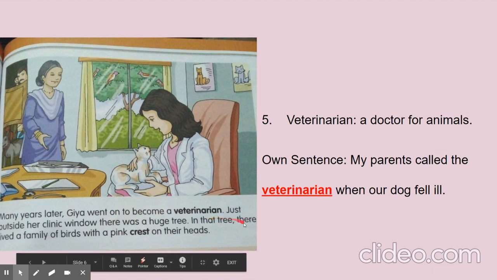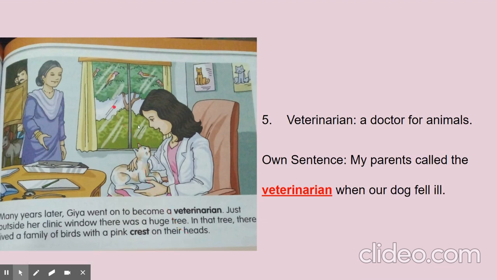In that tree, there lived a family of birds with a pink crest on their heads. So, along with Gia, Pink also made the tree their home, and their children also lived on the tree. And Gia has become a doctor who's a veterinarian. This is the story of Pink and Gia. So we have seen her from a small kid to becoming a doctor. So this is her journey in the story.